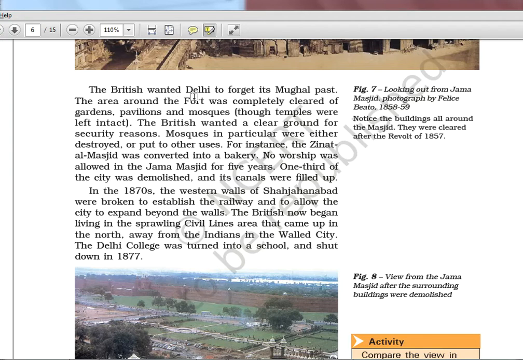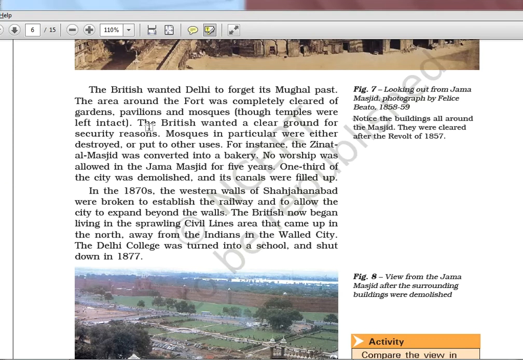The British wanted Delhi to forget its Mughal past. The area around the fort was completely cleared of gardens, pavilions, and mosques, though temples were left intact. So again, they had this problem with the Muslims. As we saw in the aftermath of the 1857 revolt, they looked at Muslims with suspicion during this time. Later it will be fine again, when Muhammad Ali Jinnah and the Muslim League come. Those are all later stories.